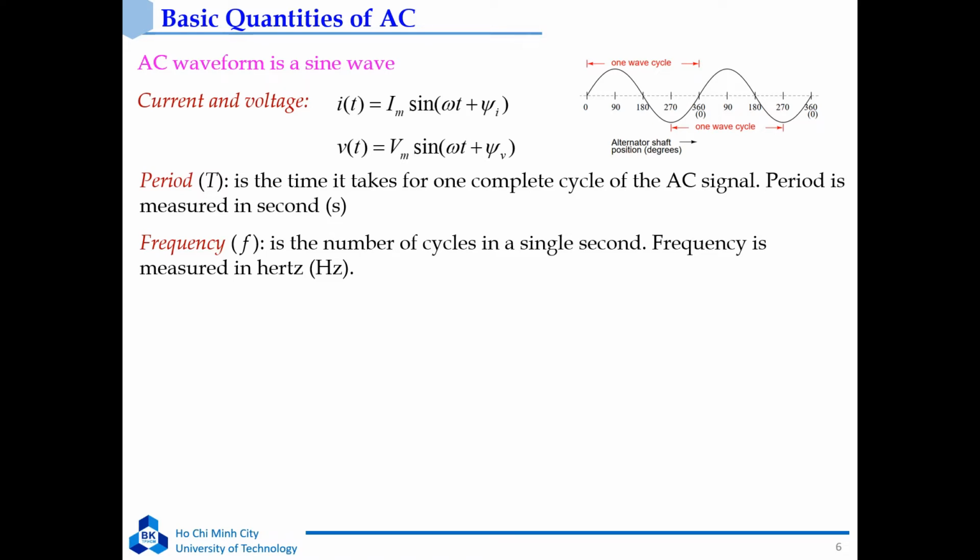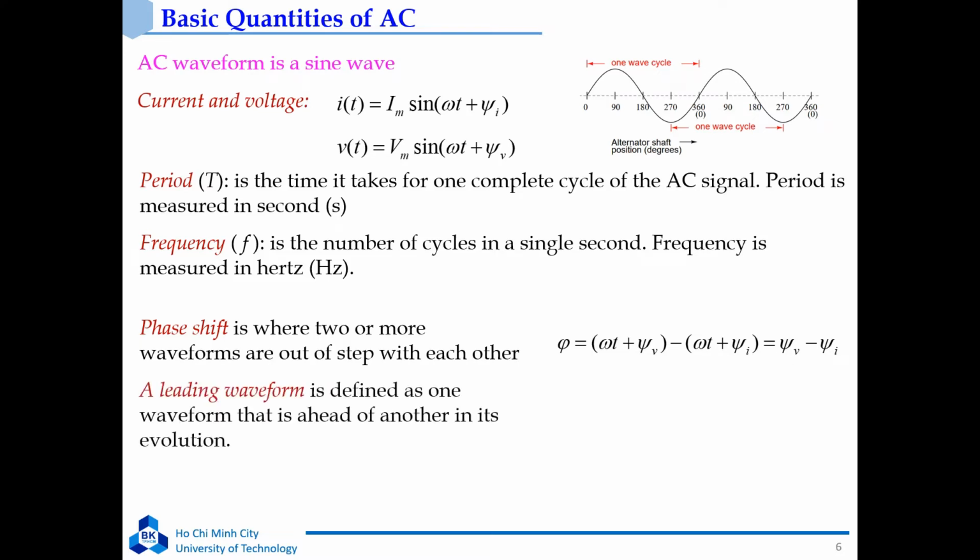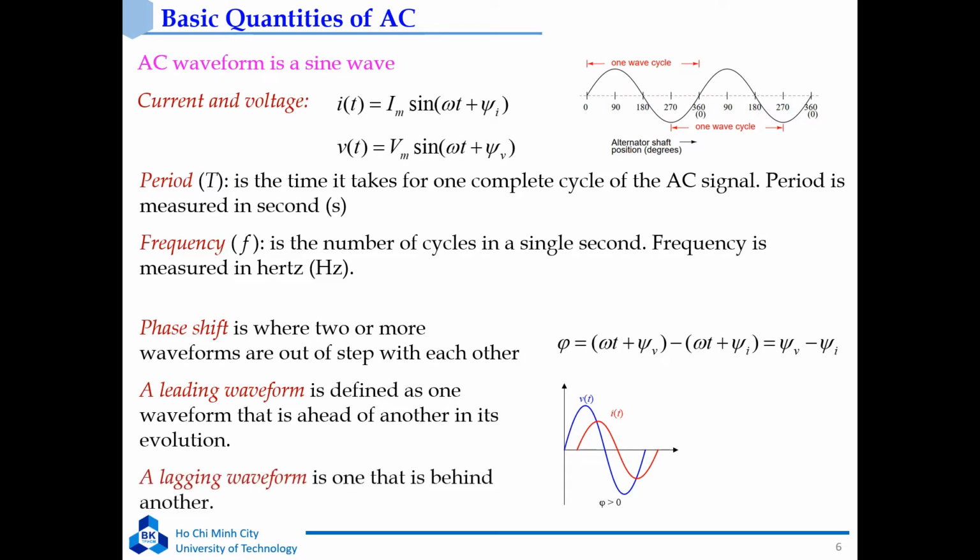Next, we will discuss the phase of the AC signal. The phase shift is where two or more waveforms are out of step with each other. A leading waveform is defined as the waveform that is ahead of another in its evolution. You can see in this case the current is the leading waveform, and the lagging waveform is one that is behind another. And you can see in the figure the current is the lagging waveform.